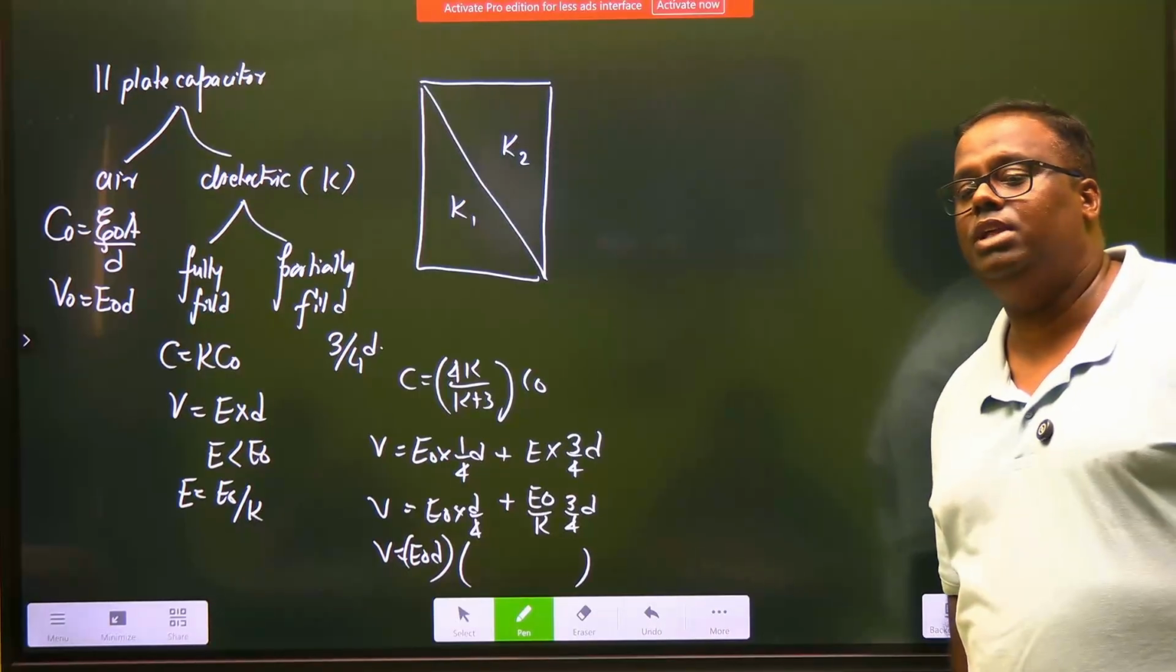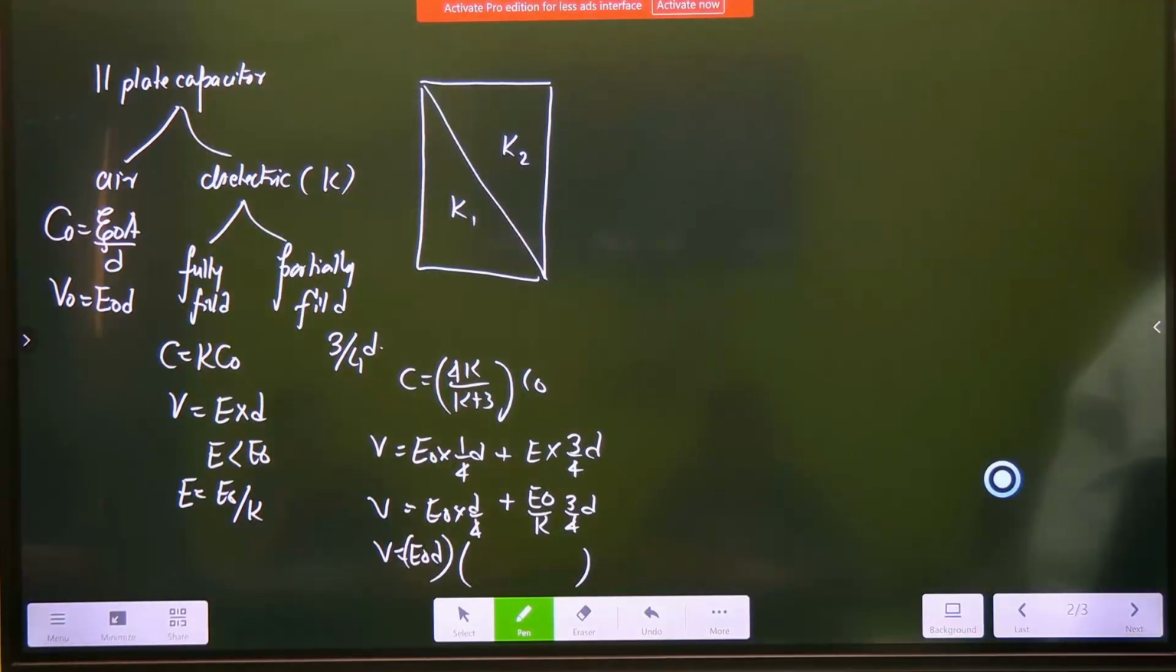And even in your tests, which will come up, that will come in that pattern only. 1 mark means 1 mark, 2 marks, the way it comes in the main exam. So it will be coming up in that manner.